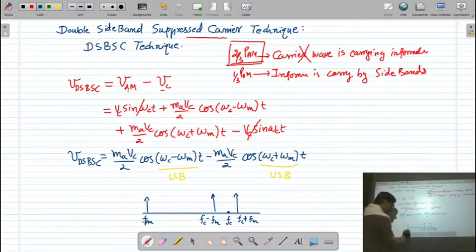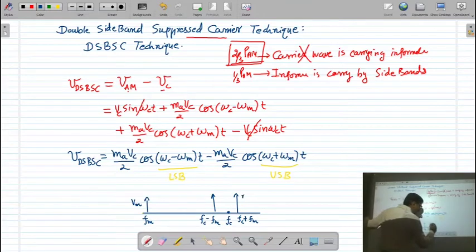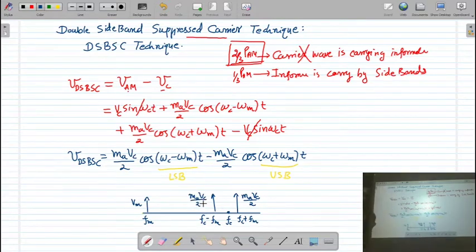Now what is the amplitude of this Fm? That you can write as Va. What is the amplitude of this sideband frequency? MaVc by 2. This is also MaVc by 2. So here the carrier is not present, that is important. So you have to represent it with the dot only.